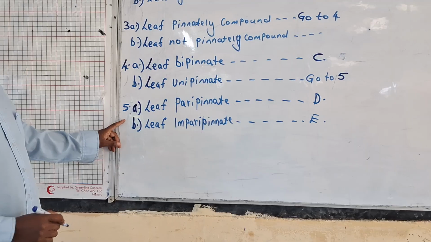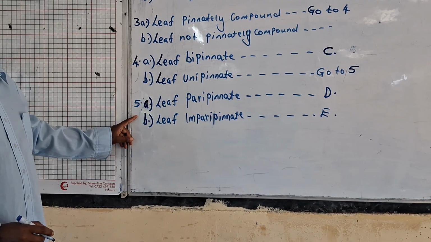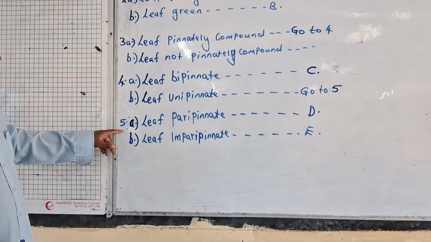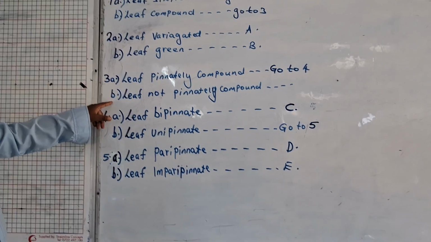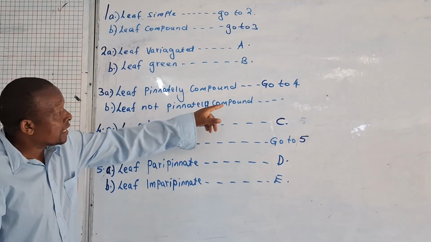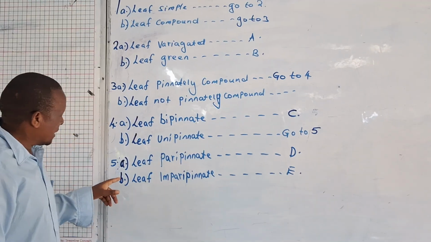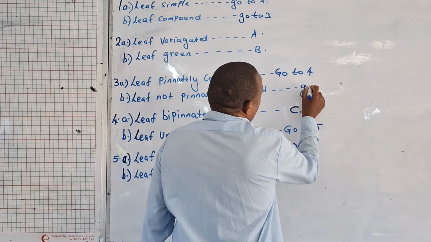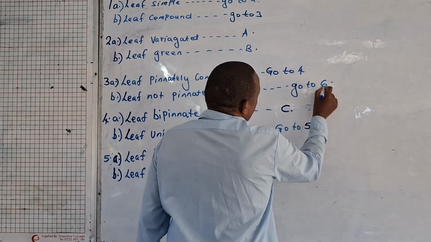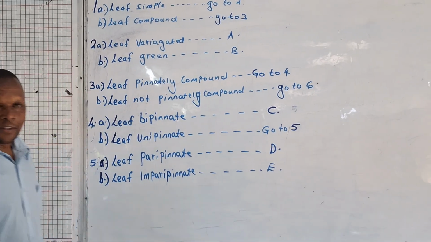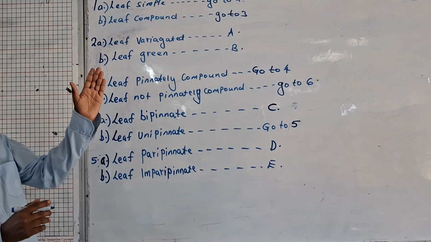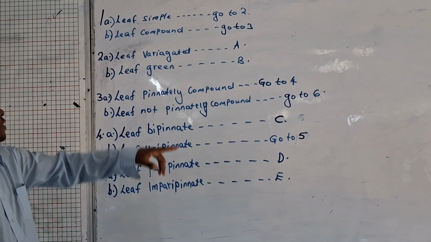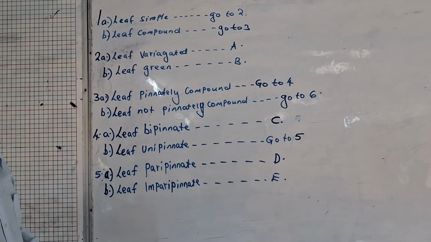So where have we stopped? Number 5. We have stopped at number 5. Is that okay? Now let's go back. 3B, leaf not pinnately compound. We stopped here at number 5. Now we go right here. Go to 6. You have seen the reason why we left it hanging first, because we did not know where the others are going to end. Where they end is where now the other one for 3B will start.